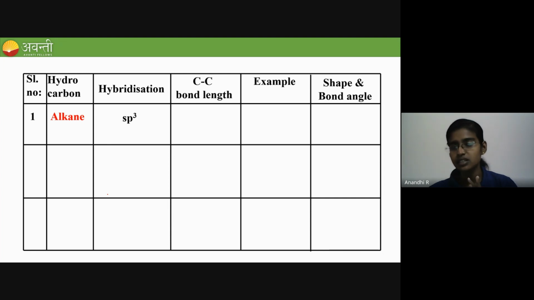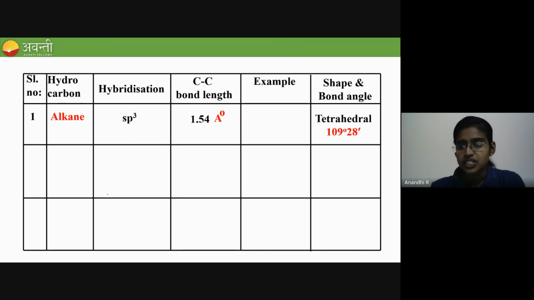One is alkane, the other one is alkene, and the third one is alkyne. In case of alkane, the hybridization of the carbon is sp3, and the carbon-carbon bond length in the alkane system is 1.54 angstrom. I will show you an example. The shape is tetrahedral and the bond angle is 109 degree 28 minutes.